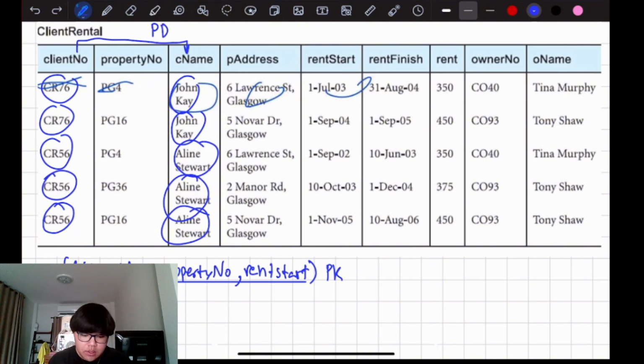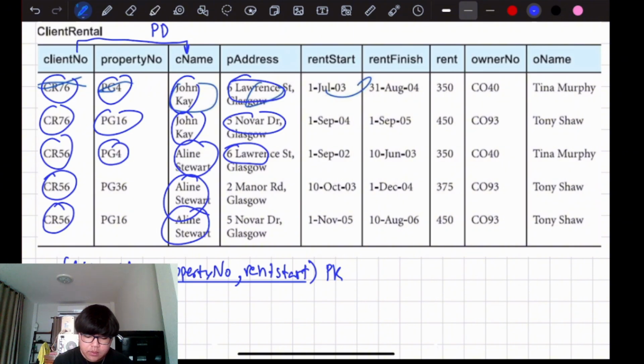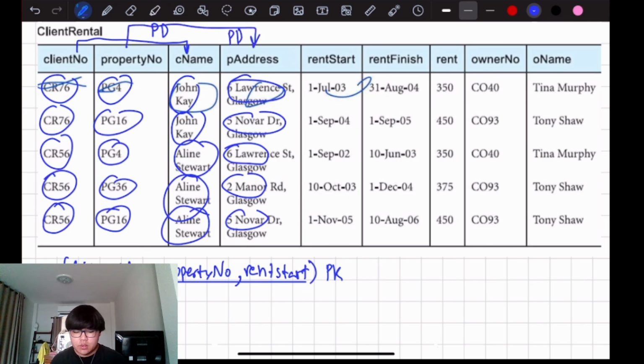Next is property number. In property number, we can tell PS date just one value. PG4 can tell 6 Valence, PG4 can tell the same 6 Valence, PG36 Humana, PG65 Nova. So it is a partial dependent.